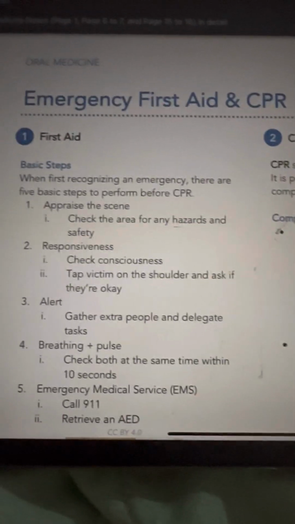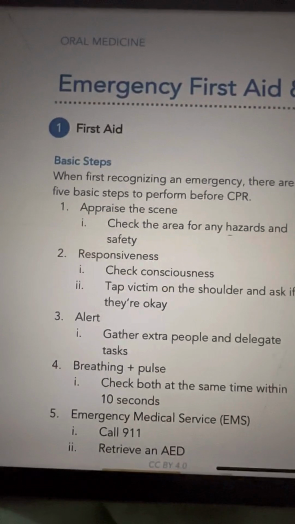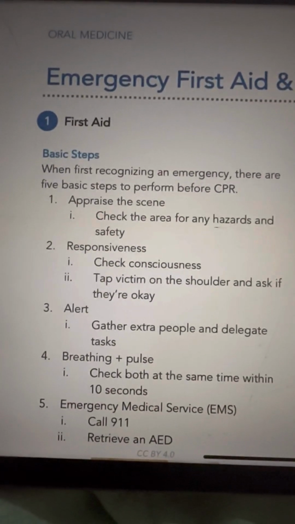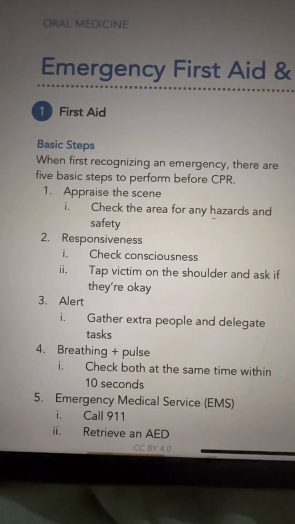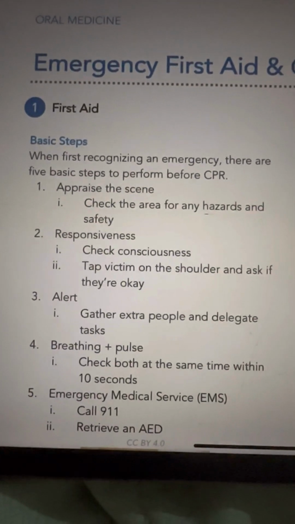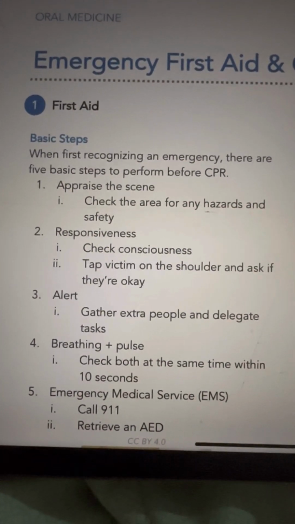Emergency first aid and CPR. First aid, basic steps. When first recognizing an emergency, there are 5 basic steps to perform before CPR.